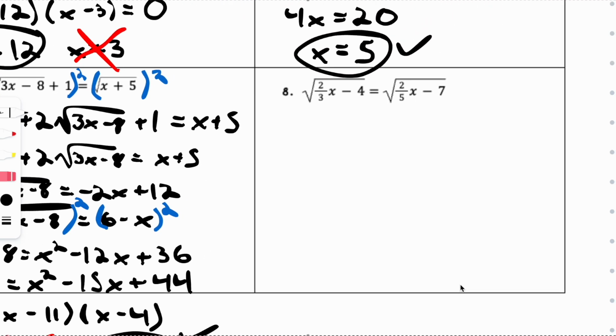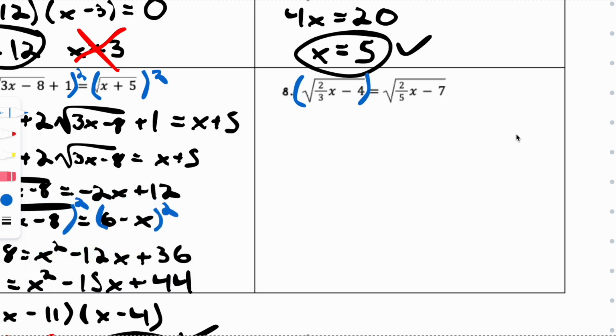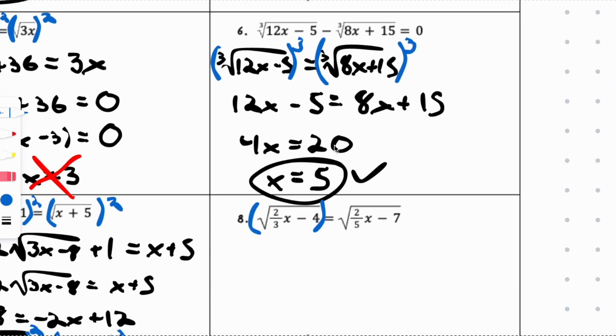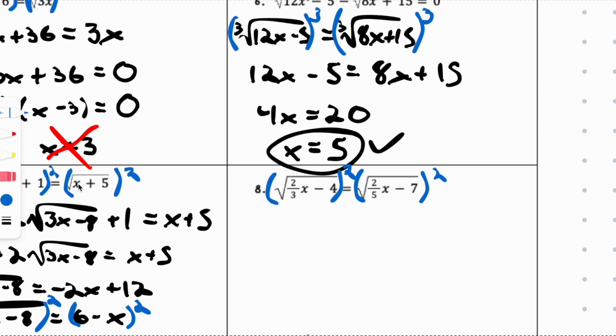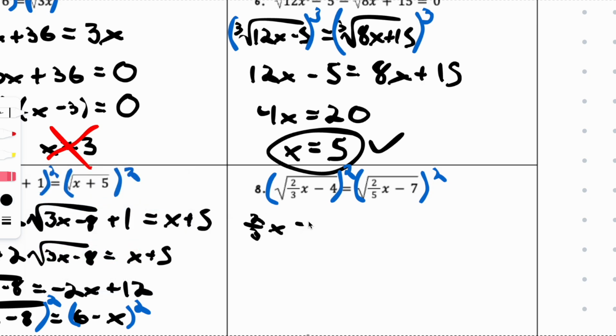Great. Now let's work on number 8. This actually isn't that bad. And you actually may be able to see this just from looking at it. But we have these two radicals on both sides. We want to get rid of them. It's sort of like we did up here, except they sort of did the first step for us. But we want to square both sides. And when we square both sides, we end up getting 2/3 x minus 4 equals 2/5 x minus 7.